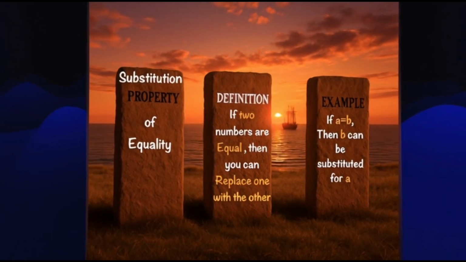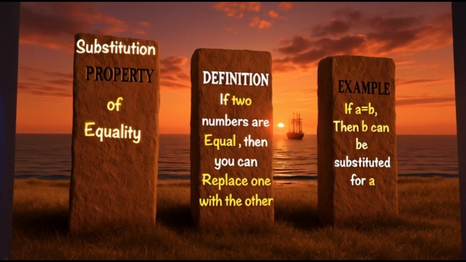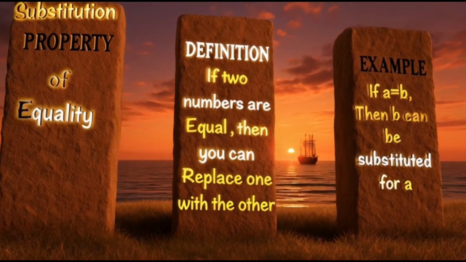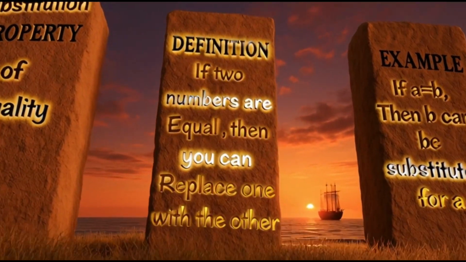The substitution property of equality states that if two numbers are equal, you can replace one with the other. For example, if A equals B, then B can be substituted for A in any equation.